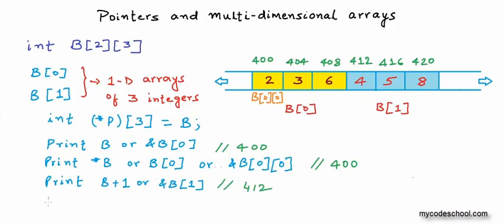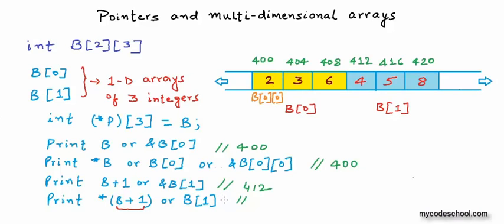Okay, now what if I print *(b + 1)? When we put an asterisk, when we try to dereference, this is when the type of pointer becomes important. b is a pointer to a one-dimensional array of 3 integers. So b plus 1 is also a pointer to a one-dimensional array of 3 integers. When we dereference, we get this whole one-dimensional array of 3 integers starting at address 412. *(b + 1) is the same as b1. So we will get b1.